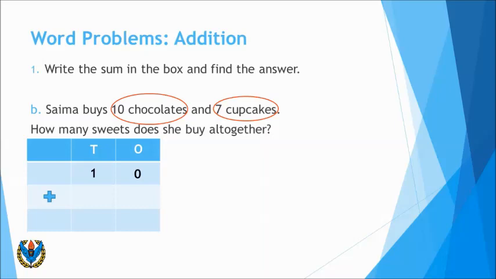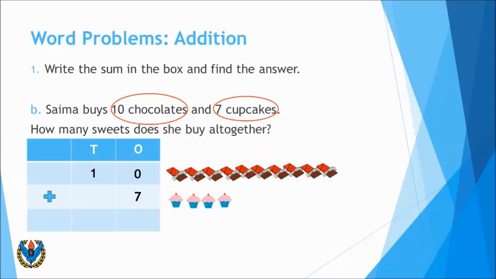So it will go in ones column. We will now draw 10 chocolates. 1, 2, 3, 4, 5, 6, 7, 8, 9, 10. 10 chocolates. And now we will draw 7 cupcakes. 1, 2, 3, 4, 5, 6, 7. 7 cupcakes. Now add them all together.